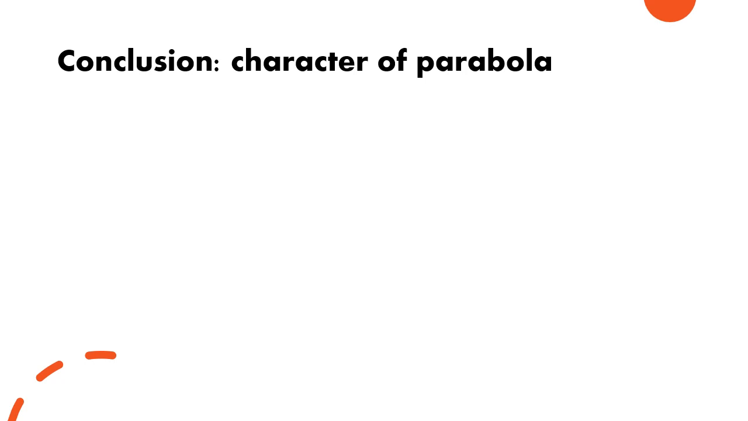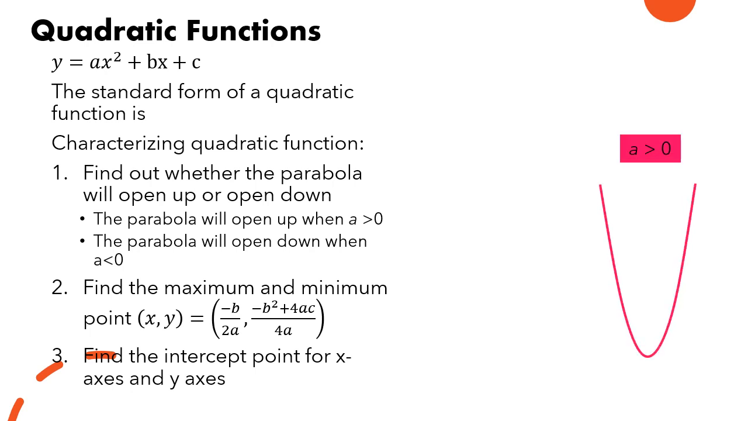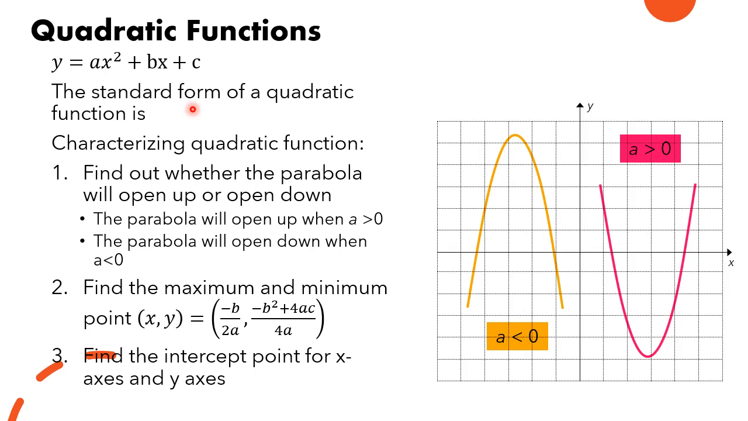So to conclude, the character of a parabola will be given in the next slide. The form of the quadratic function will be like this, and then the standard form of a quadratic function when you are going to draw your quadratic parabola is to have these three steps. First of all, you need to find out if it opens up or opens down, through the positive or negative value of a. Then find the maximum and minimum point as your second step. And third is to find the intercept points for the x-axis and y-axis.